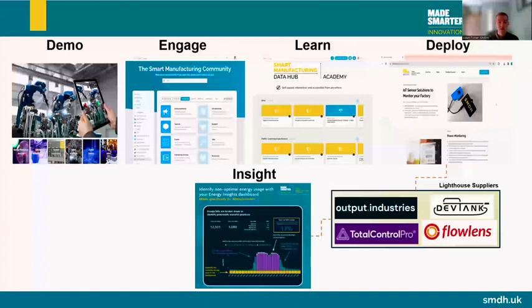We have these things down in the bottom right-hand corner that are called lighthouse suppliers. Lighthouses were basically projects that have been funded, almost projects within a project. We've got organizations like Total Control Pro and Output Industries and FlowLens. These organizations link into current systems, but also they provide software packages over the top of what you've already got. This again helps you to understand as part of the production process where your products are from end to end, and also that can help you to manage the inflows of product and ingredients all the way through to the actual manufacture and the distribution.